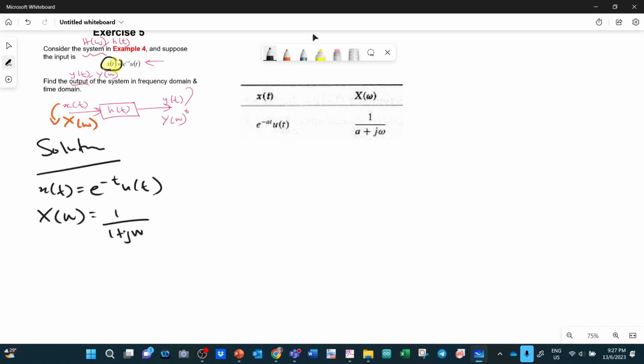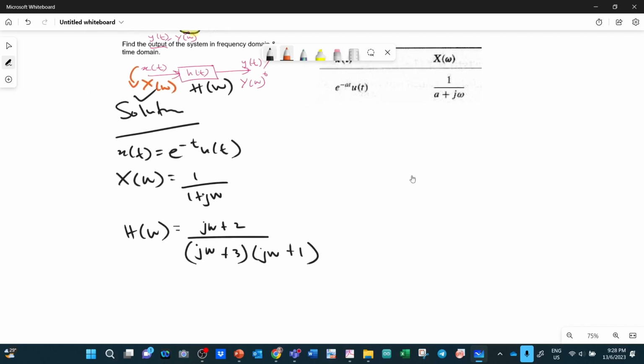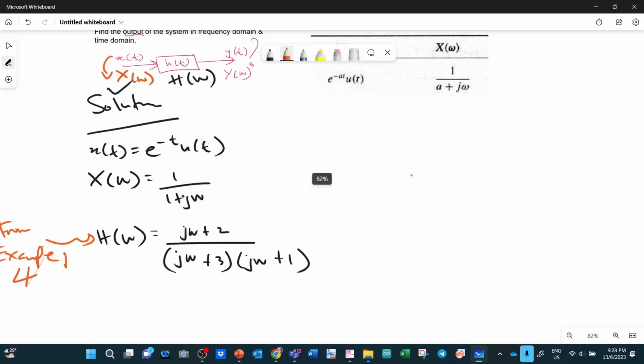So you already have x(t) and X omega. h(t) is given in the previous question, so H omega is from the previous answer. Just write it out again. H omega is j omega plus 2 over j omega plus 3 times j omega plus 1. This one was from example 4.